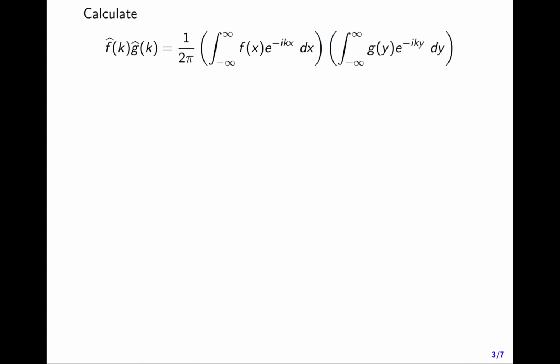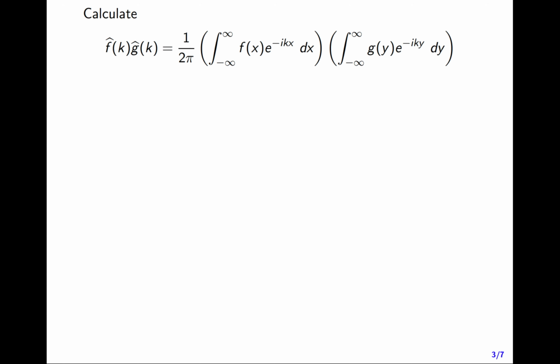Now you'll notice that in the first integral I'm using the dummy variable of integration x, and in the second integral I'm using the dummy variable of integration y. This is often useful when you're multiplying two integrals together, to have two different variables of integration. Sort of like when you're taking a double sum, having two different letters of summation is helpful.